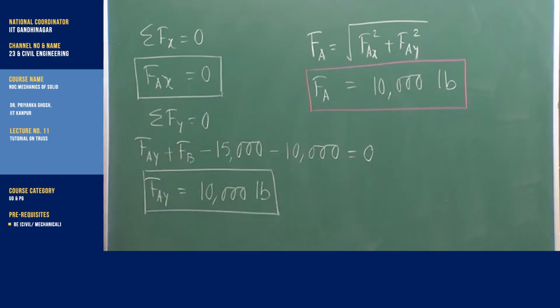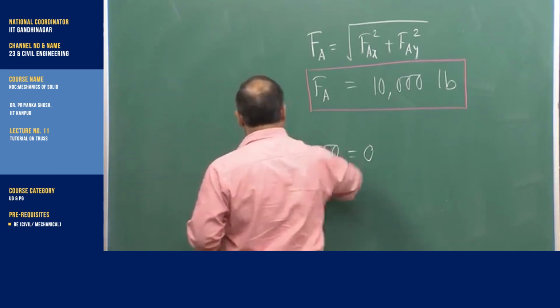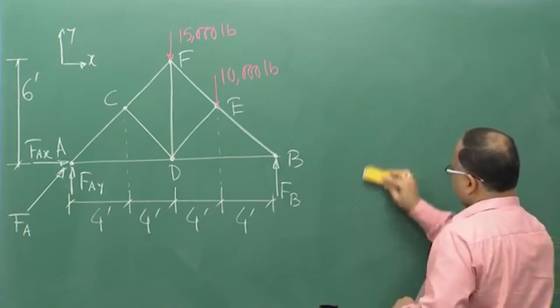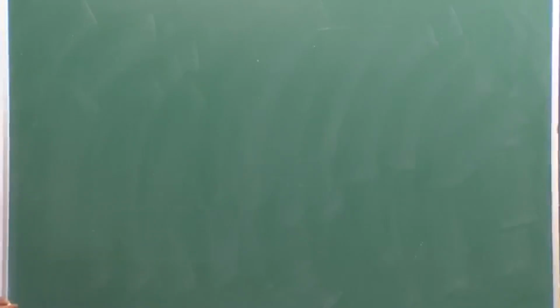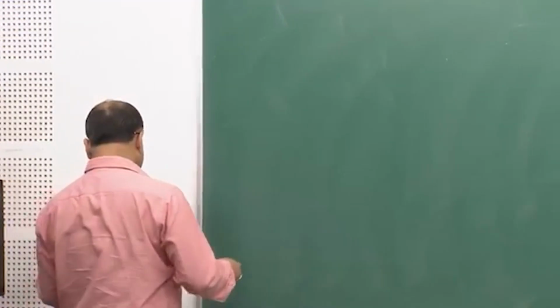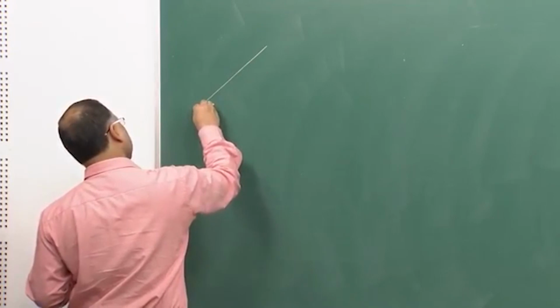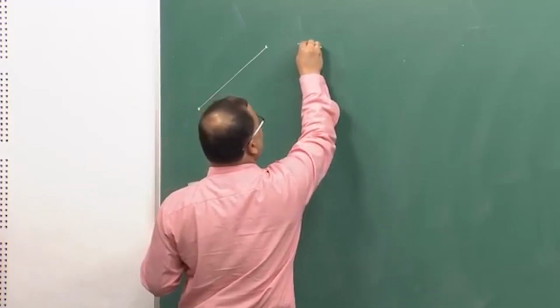Okay. So, now after that what is your next job? Next job is to find out the member forces. So, let us do that using the method of joints, method of section also you can do, but let us do it using method of joints, and I will just tell you how you can solve the same problem by using method of section. So, what is your next objective? Next objective is to find out the member force in members AC and AD. Fine. So, this is your AC member and this is your AD member.